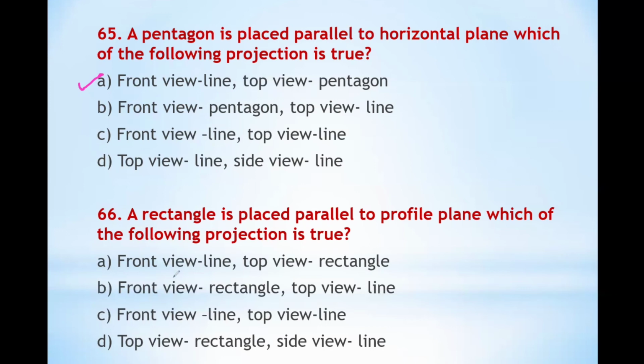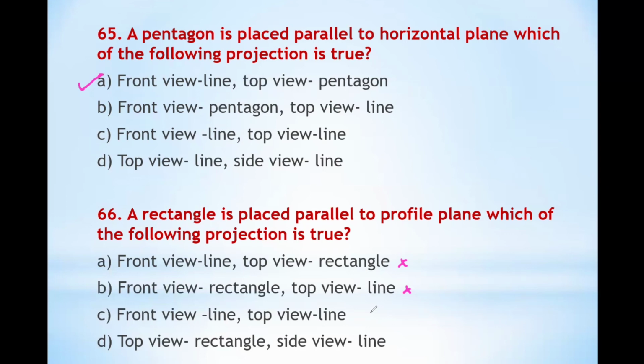First one, front view as a line, top view as a rectangle. So it's wrong because we will not get the rectangle in the top view. The next B, front view as rectangle, top view as line. So it's also not possible because it's a true shape. Means rectangle we will get only in the side view. Okay, then next, front view as a line and top view as a line.